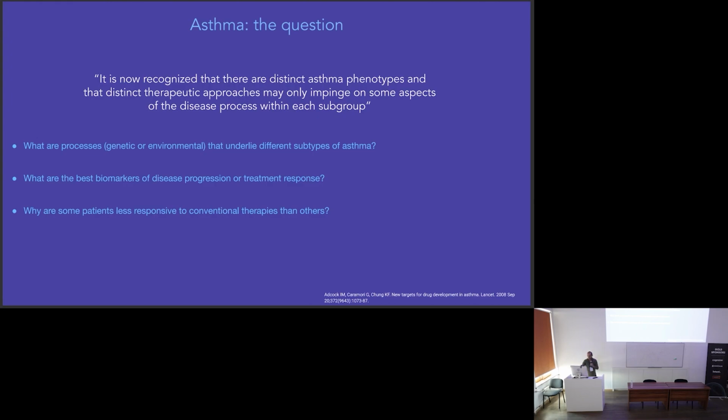There is one paper which describes all these processes. What are the main things that we want to answer about asthma? What are the processes, genetic or environmental, that underlie the different subtypes? And I should mention that subtypes are already known for asthma, those are known. What are the best biomarkers that will describe disease progression for each subgroup of people, and how to find out different therapies for each subgroup?